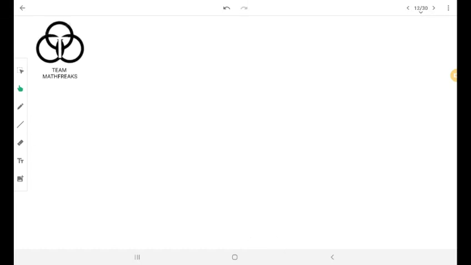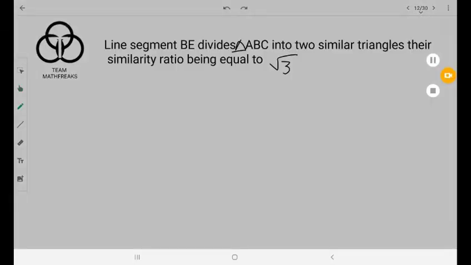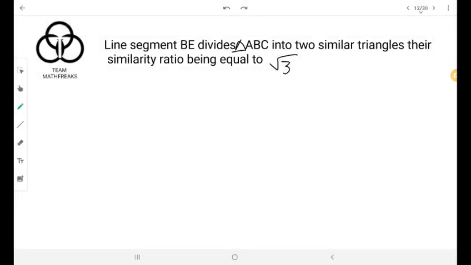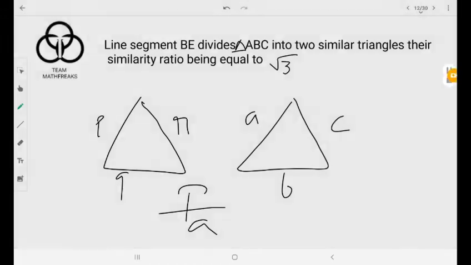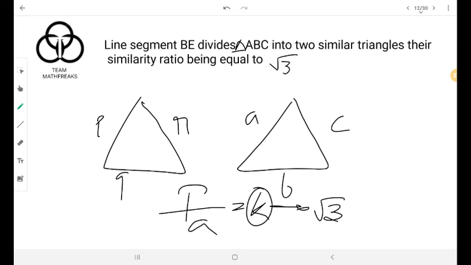Let me proceed to the next question. The line segment BE divides triangle ABC into 2 similar triangles in similarity ratio root 3. What do I mean by similarity ratio? We are having 2 similar triangles PQR and ABC. Then the sides are proportional in such a way that they have a constant of proportionality, their ratio being equal to some k, and here this k is root 3. Okay, this is the similarity ratio.